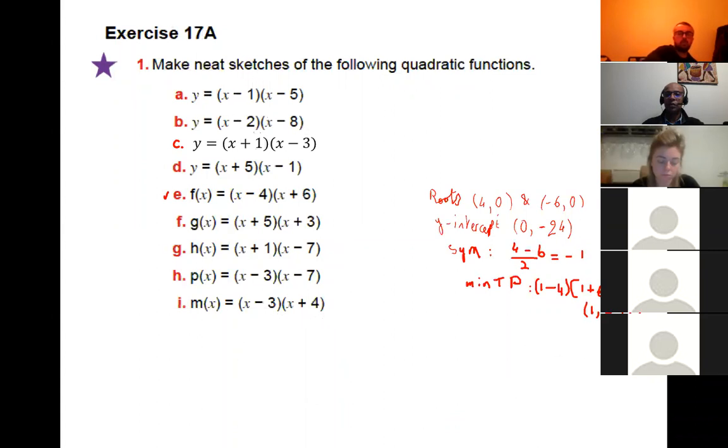So 6 plus 1 is 7, yeah? You're happy with that? And 1 minus 4 is -3. So -3 times 7 is -21. And that's my minimum turning point. So I've got 4 points, and that should be enough to sketch it. Okay? So quite a few steps to go through.